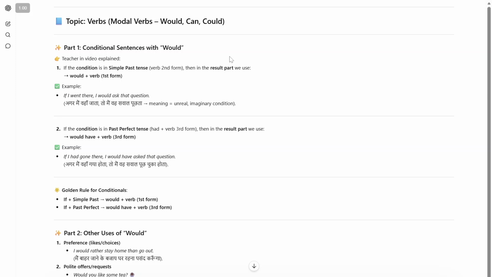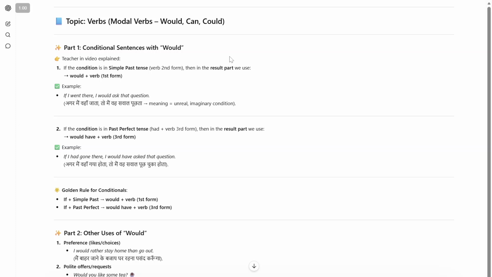Topic: verbs, modal verbs, would, can, could. Part 1, conditional sentences with would. Teacher in video explained: 1, if the condition is in simple past tense, verb second form, then in the result part we use would plus verb first form. Example: if I went there, I would ask that question. Agar main wahan jata, to main wahan sawal puchta, meaning unreal, imaginary condition.